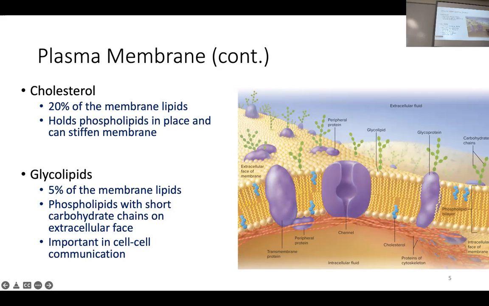So all of these yellow things are the phospholipids. Then you have some cholesterols just stuck in there in the middle. They're going to help to keep those phospholipids in place and kind of solidify the membrane just a little bit. Not too much, but just a little bit.